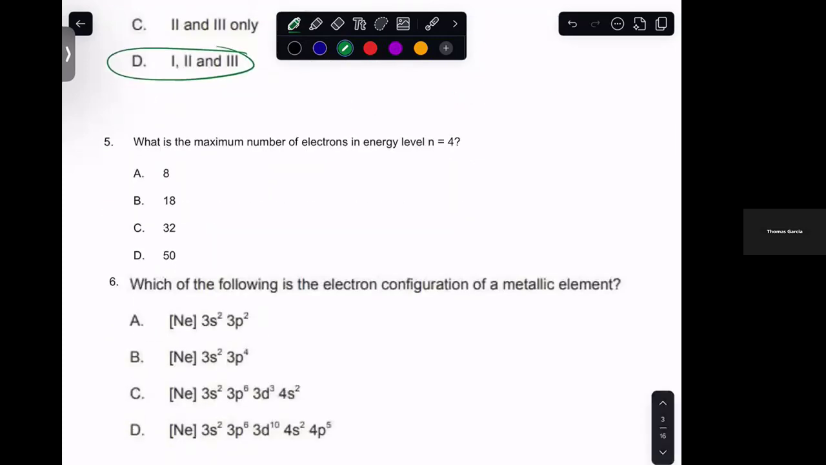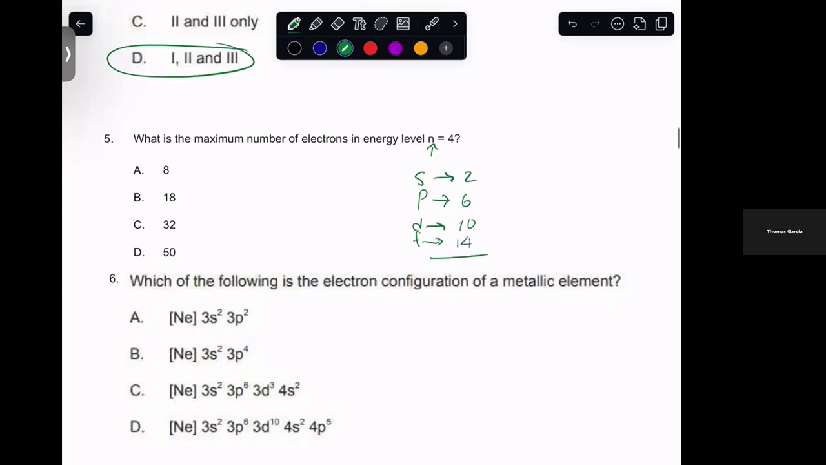What is the maximum number of electrons in energy level n equals 4? Well, in n equals 4, we have all s, p, d, and f orbitals. S can hold 2. There are 3 p orbitals, each holding 2 for a total of 6. There are 5 d orbitals, each holding 2 for a total of 10. There are 7 f orbitals, each holding 2, which adds to 14. 14 plus 6 is 20, plus 10 is 30, plus 2 is 32 electrons.